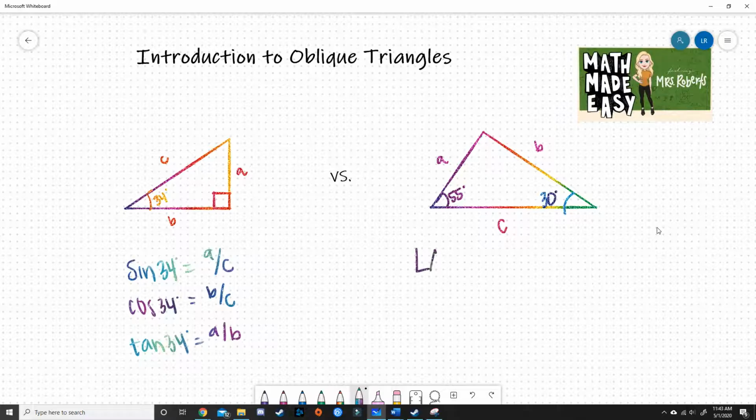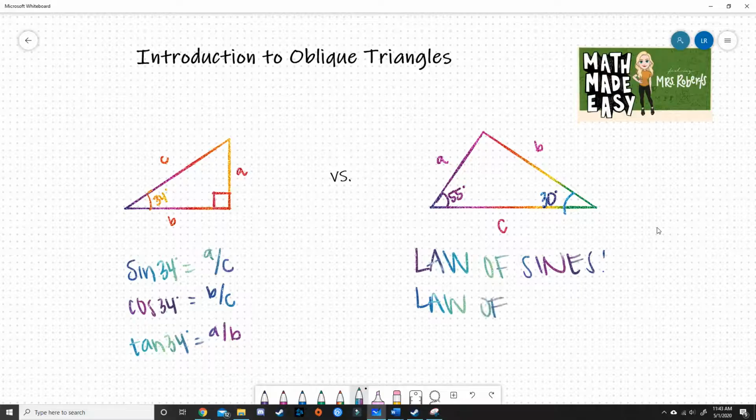properties, and we call them law of sines and law of cosines. Law of sines and law of cosines allow us to solve oblique triangles, which is really cool.